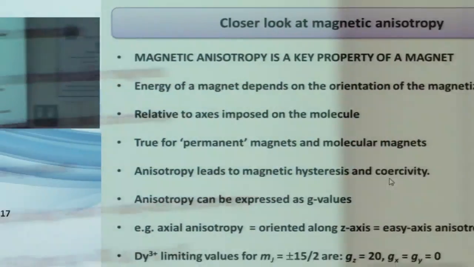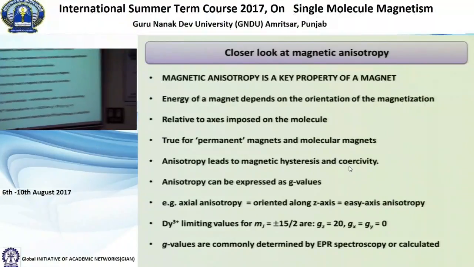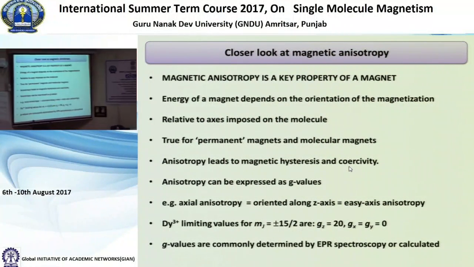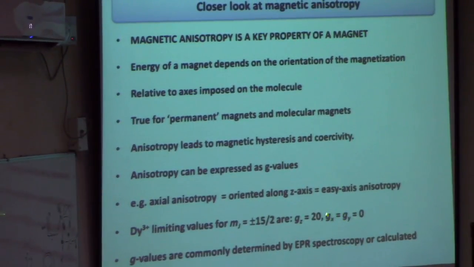So for each MJ state, and I'll take the example here again of dysprosium, there is a theoretical limit for the G values. Okay? Because we're on the z-axis, for the ground state of 15/2, the theoretical limit is that your G values in the XY direction are equal to 0, so nothing in the XY plane, and your GZ direction is 20. If you compare that to a typical G value for a transition metal, which is about 2, you can see that the anisotropy with dysprosium is massive compared to what you would get with a transition metal. So the anisotropy really is very, very big indeed for lanthanides.